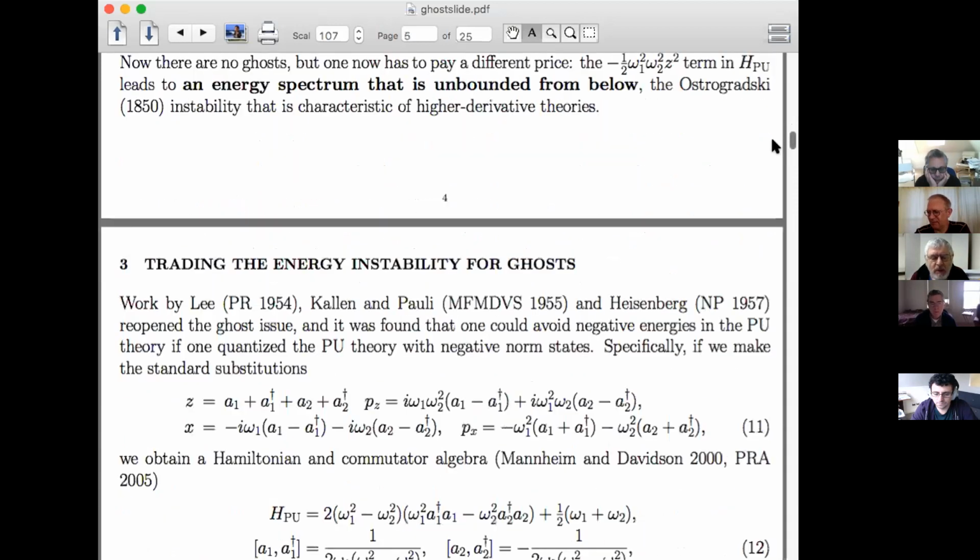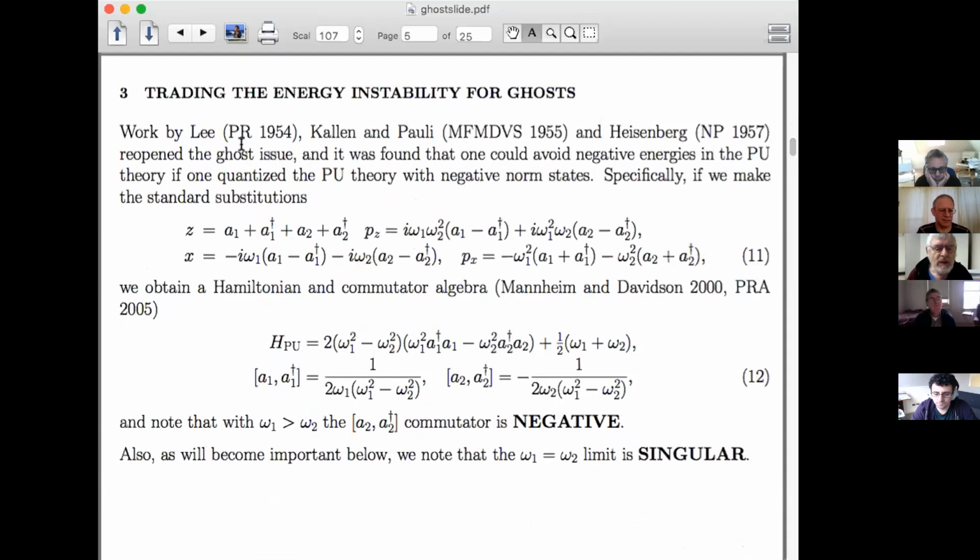Very interesting, at about the same time, Lee wrote a paper in 1954 called the Lee model, which I'll come back to in a moment. Källén and Pauli wrote a paper in the Danish scientific journal in 1955, and Heisenberg looked into this in a paper in 1957. Heisenberg was very interested in what's called the Heisenberg nonlinear spinor theory, which is basically the first attempt to write down a field theory of strong interactions. And all of these cases had a ghost problem.